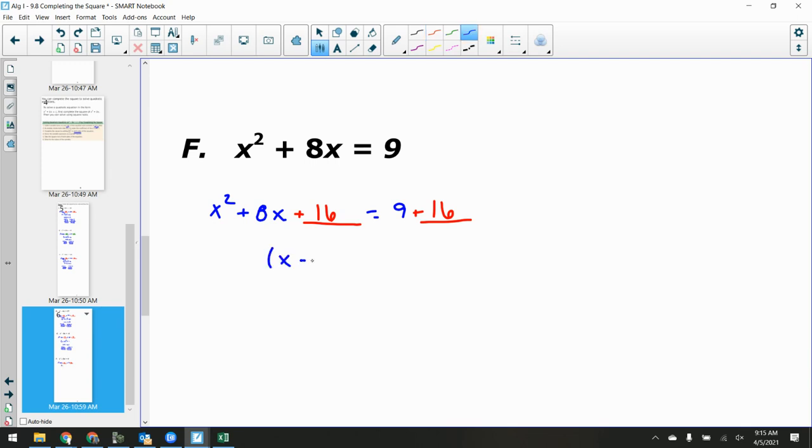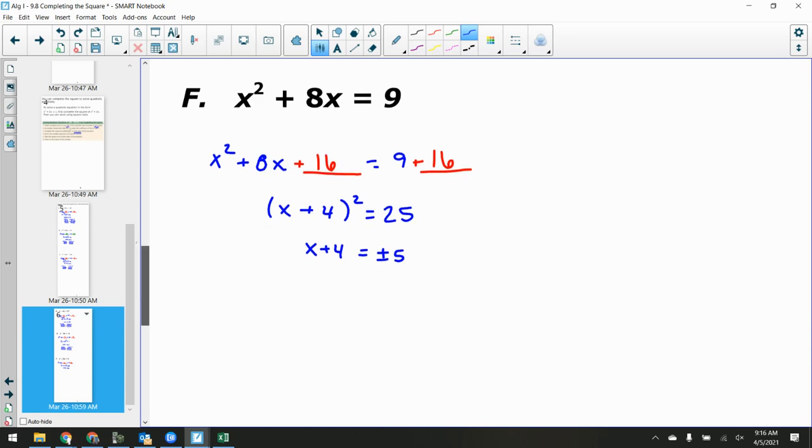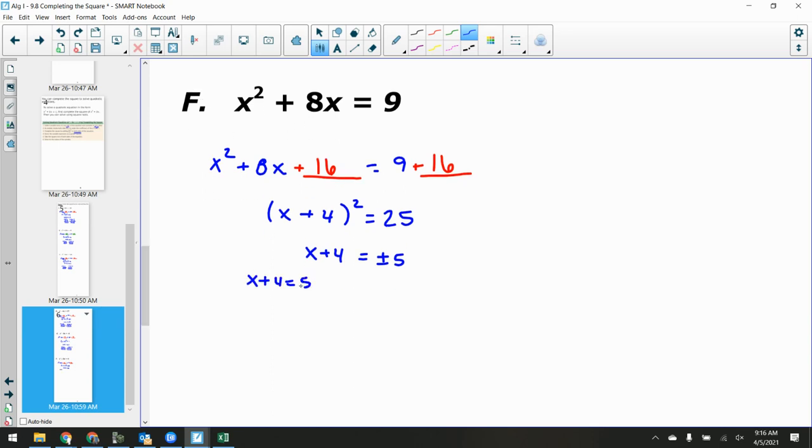So that gets me an x plus 4 squared is 25. I square root it. I get plus or minus 5. Create my two equations. I subtract the 4. I subtract the 4. My two answers, x equals 1, x equals negative 9.